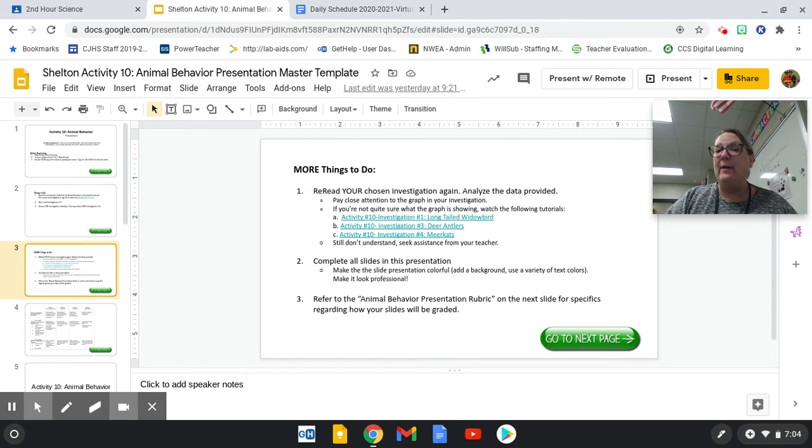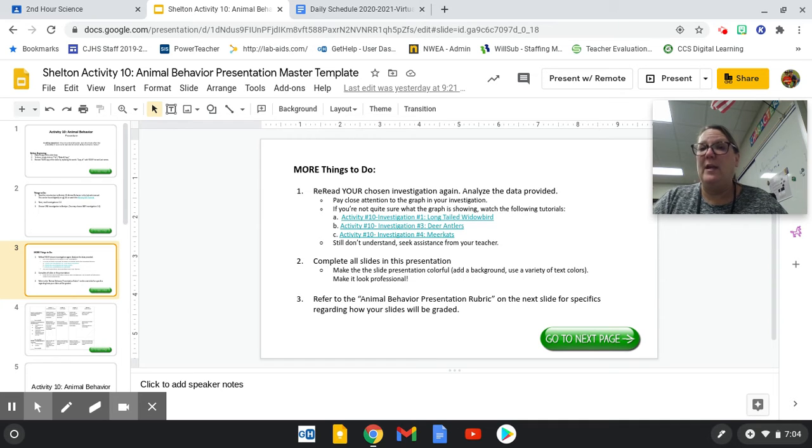I want you to pay very close attention to the graph that is found in your investigation. And if you're unsure exactly what the graph is showing, I encourage you to watch one of the tutorials or even all of them to help you better understand what's happening in each of these graphs. You are responsible for completing all of the slides in this presentation.